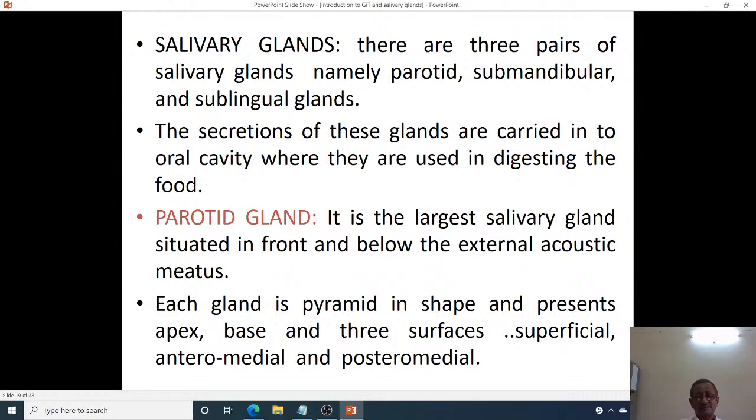And then the tongue. The tongue is a muscular organ occupying the oral cavity. It has a dorsal surface and a ventral surface. The dorsal surface of the tongue is divided into anterior 2/3 and posterior 1/3 by a groove-like structure which we call the sulcus terminalis. This sulcus terminalis divides the tongue into anterior 2/3 and posterior 1/3.